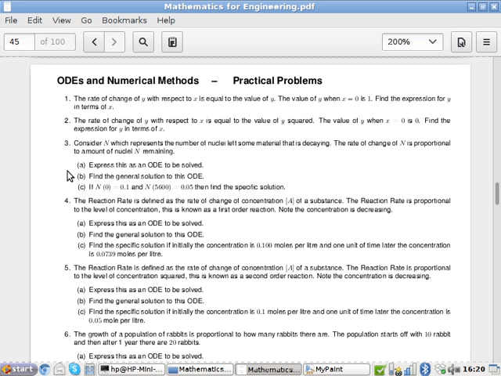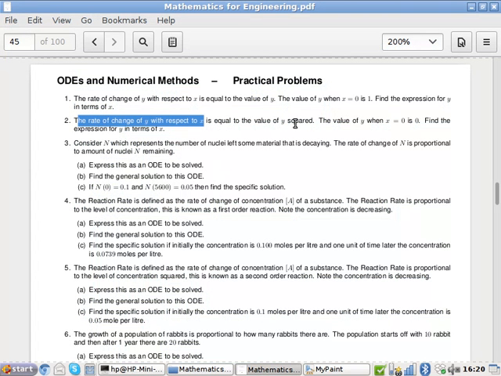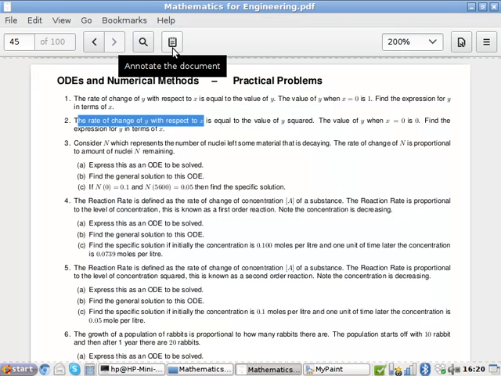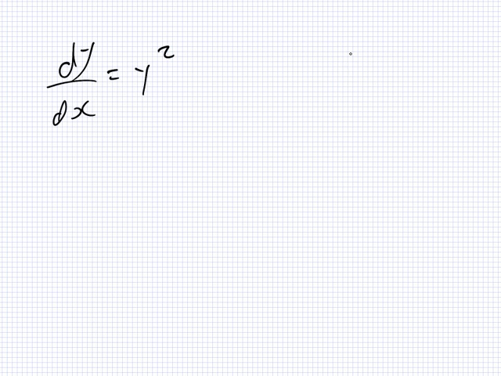Now, we are going to read this together and change the words into an equation. So, beginning. From the rate of change of y with respect to x. What's that? dy. Very good. So we have dy over dx is equal to the value of y squared. Yep. Very good. When the value of y when x is 0 is 0. So that means we have 0, 0.